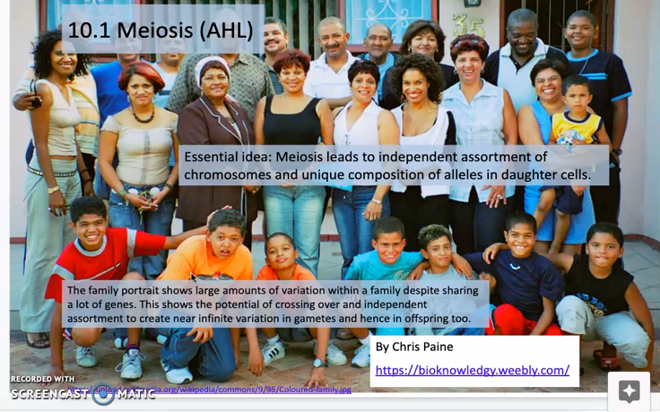So this is an image of a family, and it's just showing the large amount of genetic variation that can occur thanks to meiosis. And why do we care about this genetic variation again? That's an important idea to be thinking about. So we're going to start with a warm-up.